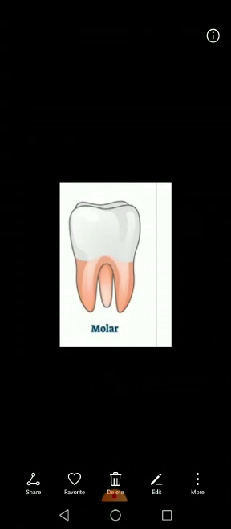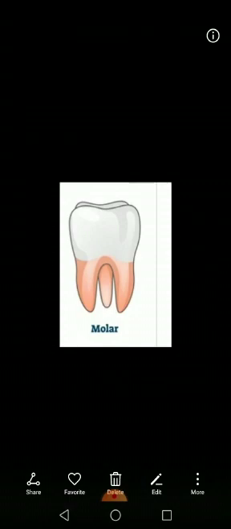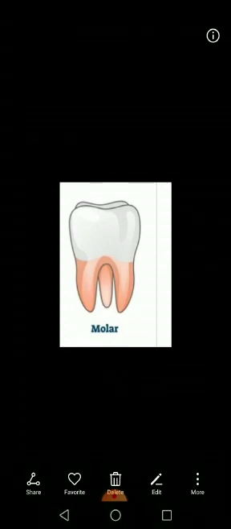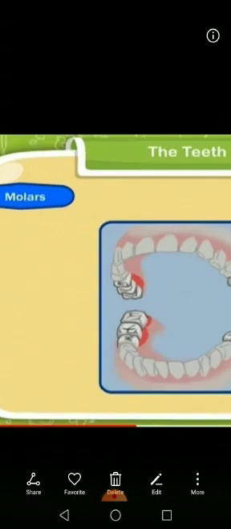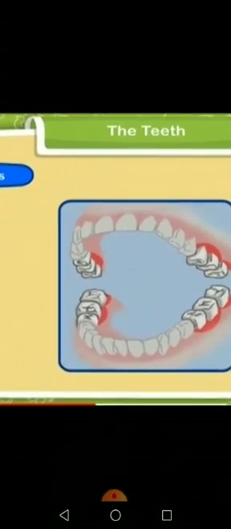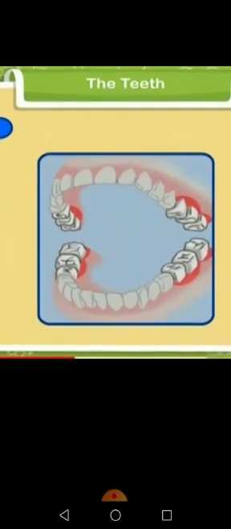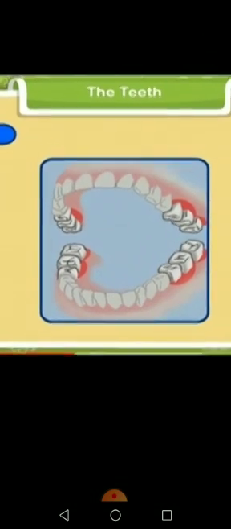Okay, so molars are also called grinding teeth. They have a flat surface and a broad upper surface. They are helpful to grind and chew the food. There are six molars in each jaw. In the upper jaw we have six molars, and also in the lower jaw we have six molars.